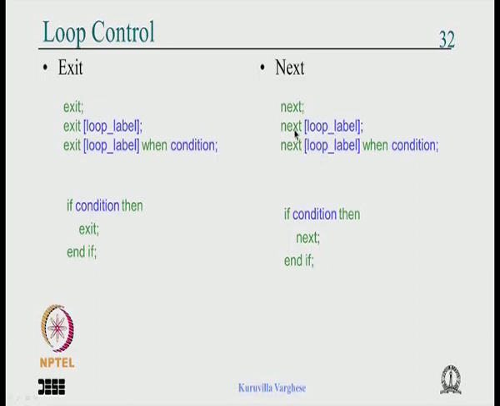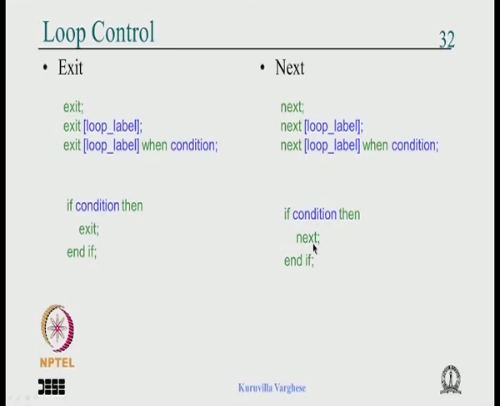So you can say next loop label whenever there is nesting, you can clearly specify which loop you are exiting, or you can say next loop label when some condition is met, again useful. So this can be rewritten or rephrased as if condition, same thing, if condition then do the next, that means you skip it.